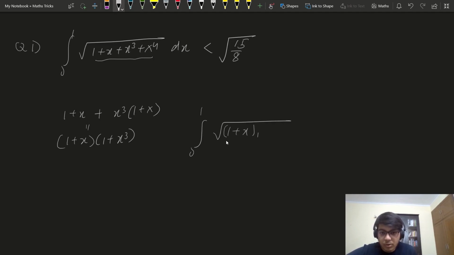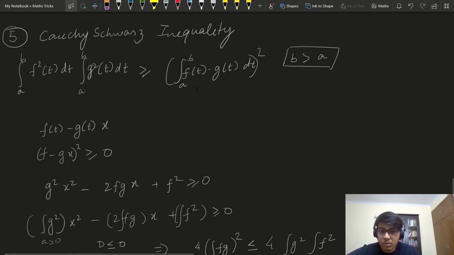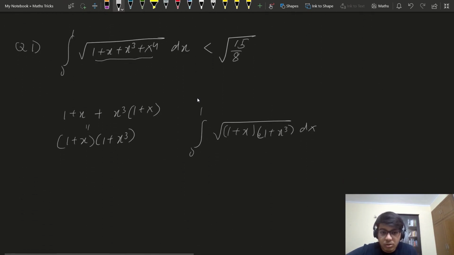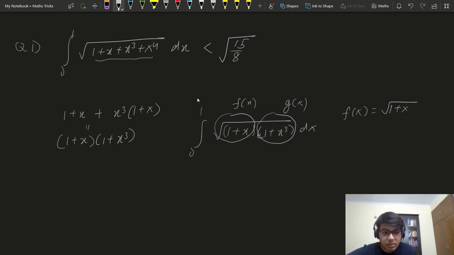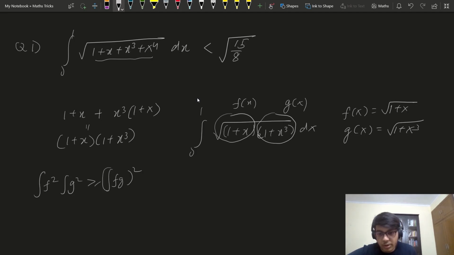and 1 plus x cube dx. So we saw Cauchy-Schwarz: there is an f and a g. Let's take f of x as root 1 plus x, and g of x as root 1 plus x cube. So the integral of f square times the integral of g square is greater than or equal to the integral of f g, whole square.